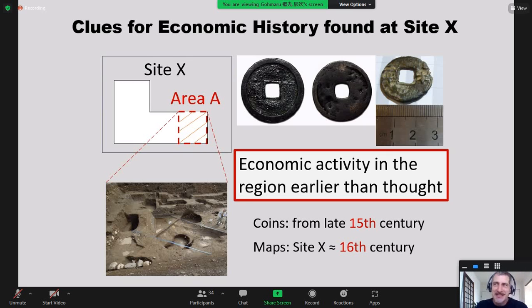And then there's also another hint on the slide. In the title of this slide, it says clues for economic history found at site X. So put together, we know it's not just history, but history of the economy of this region. So I don't tell you the specific thing, which is the main message, that we believe that the use of money, currency, began earlier in this region than was previously thought. But I tell you that we're going to find something that changes our understanding of economic history.